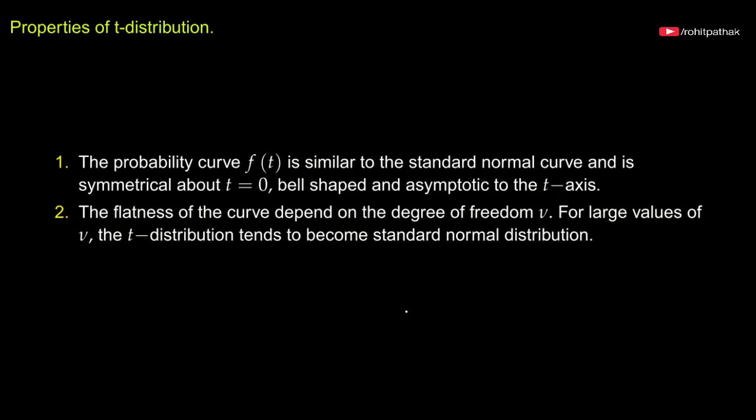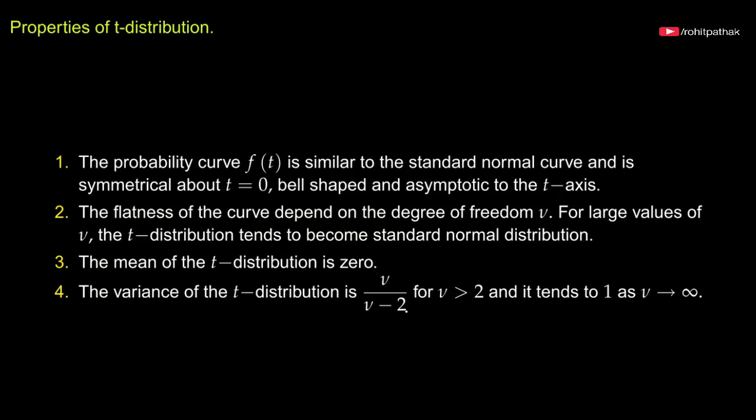The flatness depends on the degrees of freedom. For large values of nu, the t distribution tends to become a normal distribution. We have seen it. The mean of the t distribution is 0 because it is symmetrical about the line t equal to 0. The variance of the t distribution is nu upon nu minus 2 for degrees of freedom greater than 2, and it tends to become 1 as nu tends to infinity.